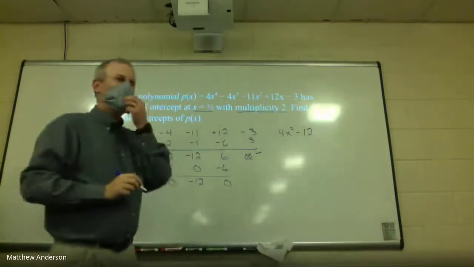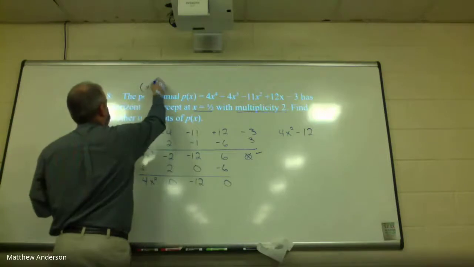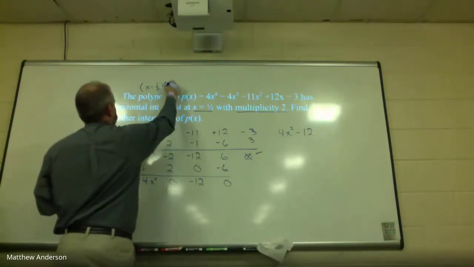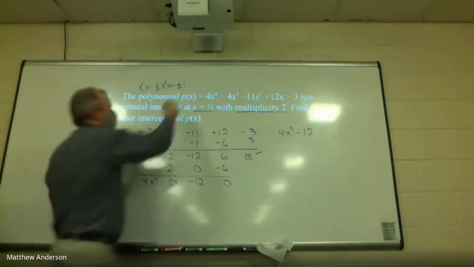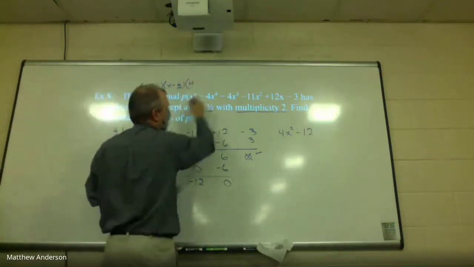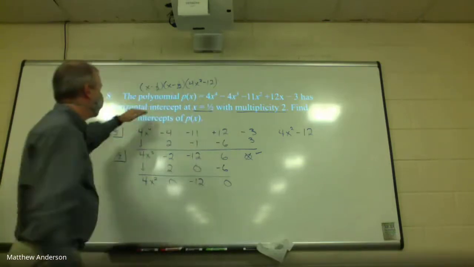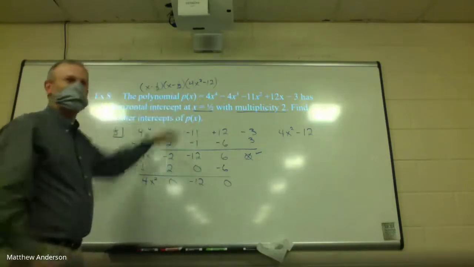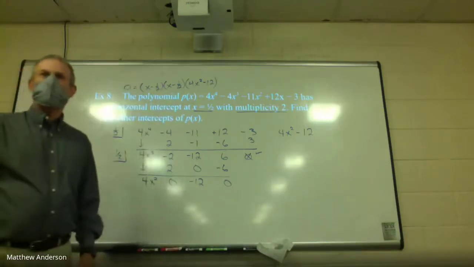Right? So if we go back, this is what we know. If we would multiply this out, this is x minus 1/2 and x minus 1/2 again, right? Those are the two divisions we did. What's left is 4x squared minus 12. If we're trying to find intercepts, remember what we do? We always set it equal to 0.